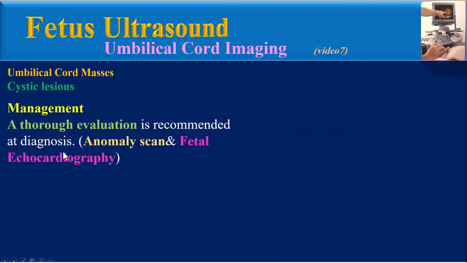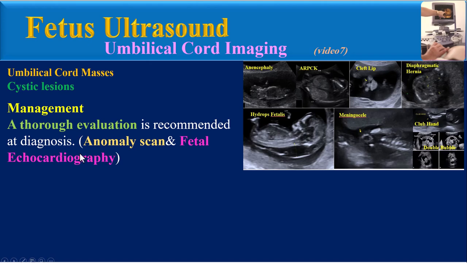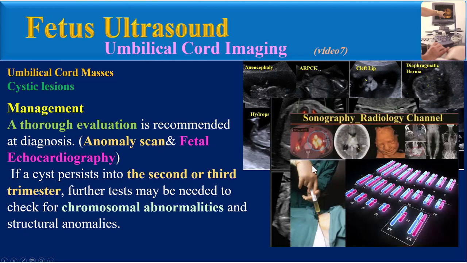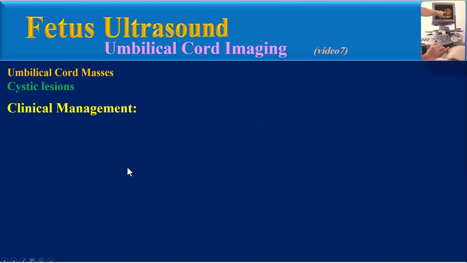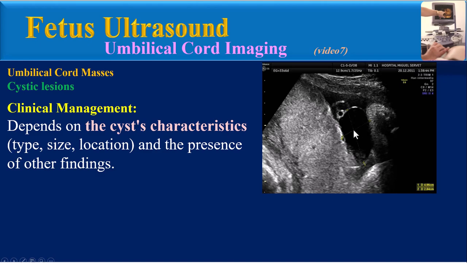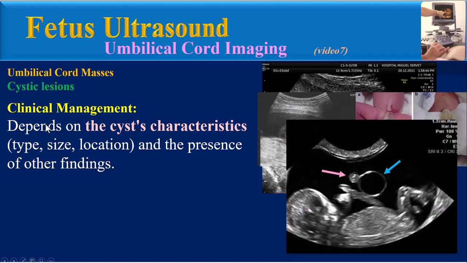Management. A thorough evaluation is recommended at diagnosis, including anomaly scan and fetal echocardiography. If a cyst persists into the 2nd or 3rd trimester, further tests may be needed to check for chromosomal abnormalities and structural anomalies. Clinical management depends on the cyst characteristics, including type of the cyst, meaning true or pseudocyst, size of the cyst, and location, with compression of umbilical vessels or not, and the presence of other findings.